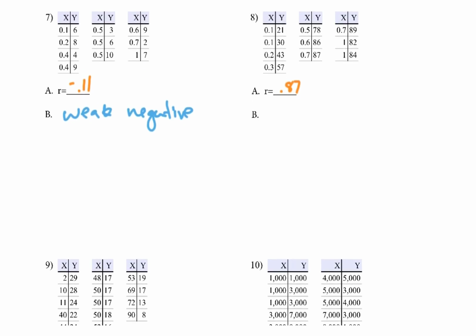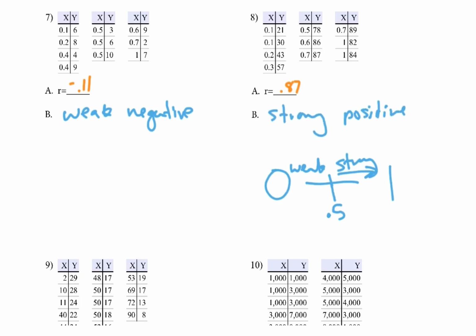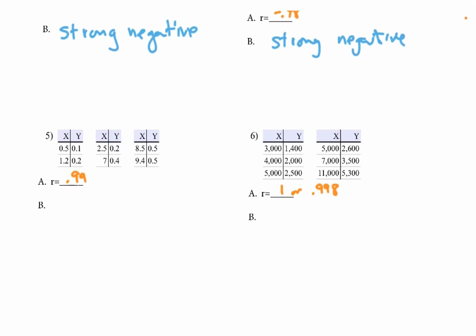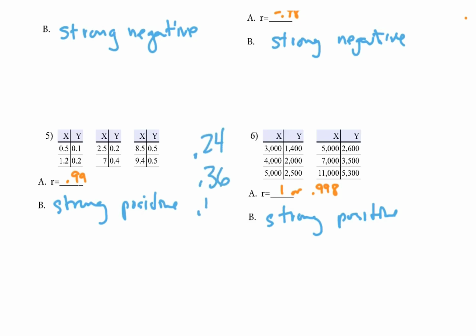Okay, so looking at 8, let's talk about the positives. So the positives go from 0 to 1, with 0.5 being that cutoff point. So beyond 0.5 is strong, below 0.5 is weak. So 0.87, beyond 0.5, so that's strong and it's a positive number, so strong positive. Okay, number 2, 0.68, that's barely above 0.5, but it is above 0.5, so again, strong positive. Okay, then down to 5 and 6, they're 0.99, 0.998, definitely both strong positives. So others that would be a weak positive would be like 0.24 or 0.36 or 0.44. Those would be in the realm of the weak.